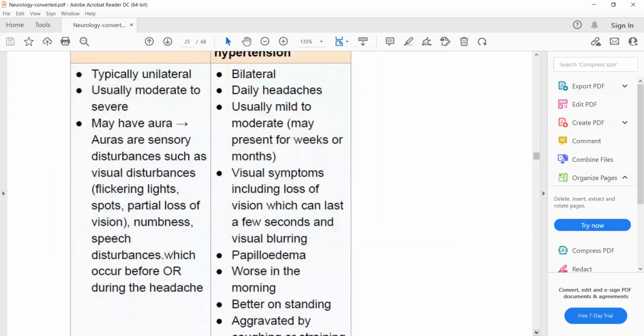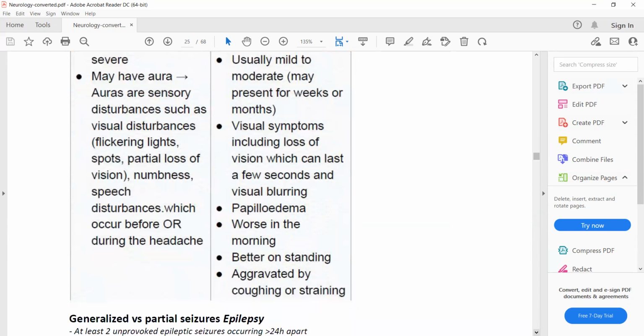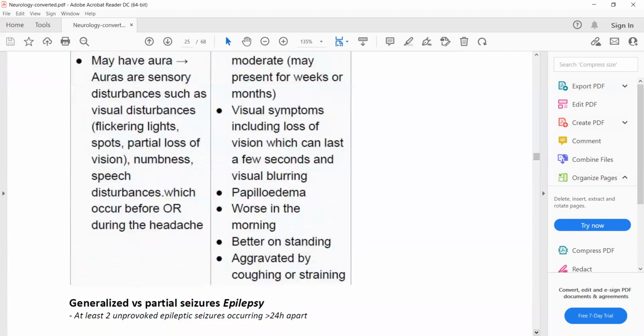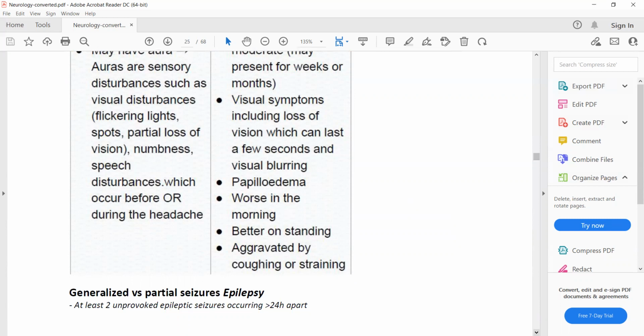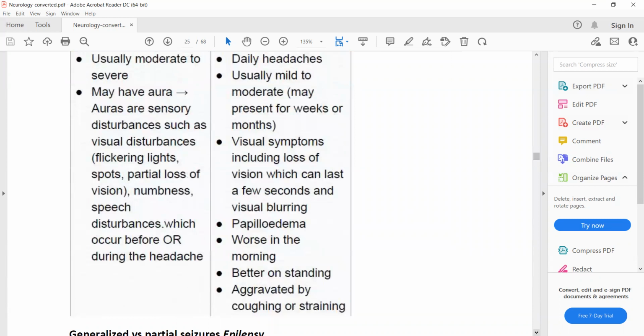Like migraine, it can also have visual symptoms, including loss of vision, which can last a few seconds, and visual blurring as well. There can be papilledema on fundoscopic examination of the retina, and the pain is worse in the morning and better on standing, and also aggravated by coughing or straining. So these are some important points to remember to diagnose idiopathic intracranial hypertension.